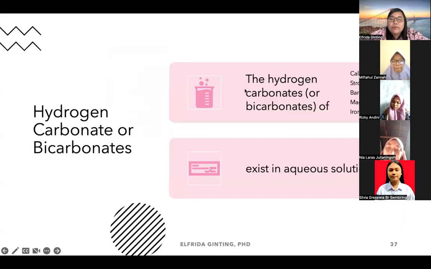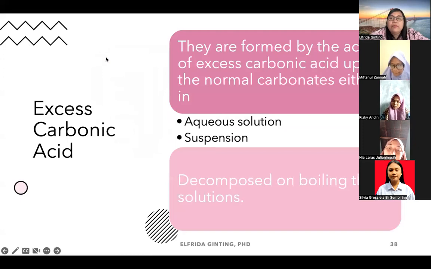Now, if you have all of these mixed with carbonate, it will form excess carbonic acid. Excess carbonic acid will be formed in aqueous solution, and it will decompose when you boil the solution. So sometimes you need to heat the solution, and then the mixture will be decomposed.